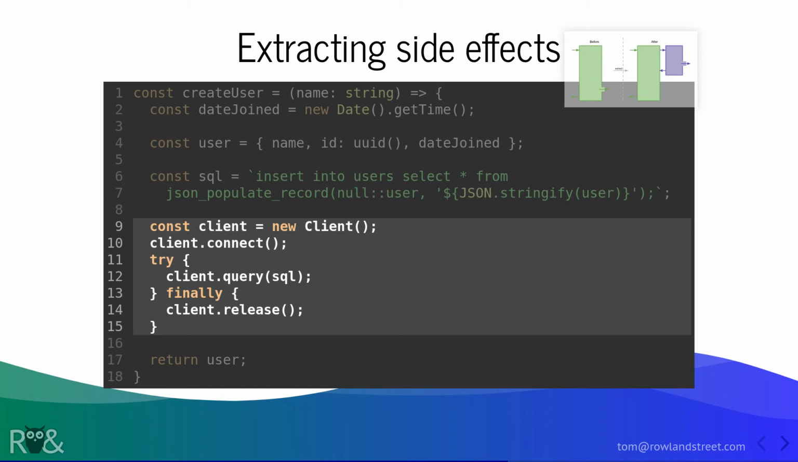And this is the code that needs the outside world. This is the bit that calls the database. It creates a database client, connects, queries, and releases. So this is the bit of code that we're going to extract into a dependency.